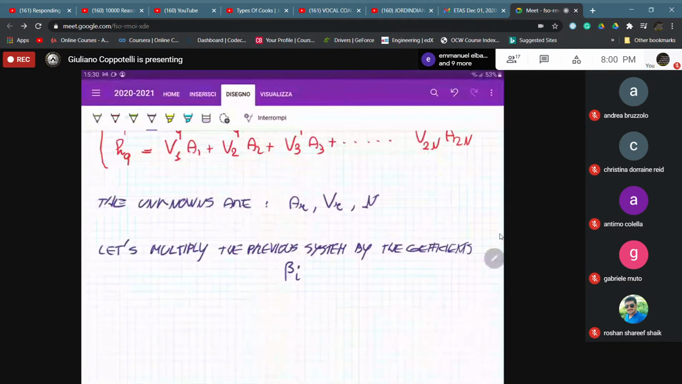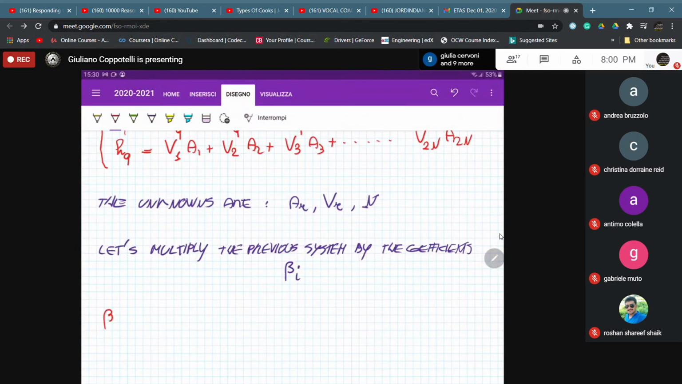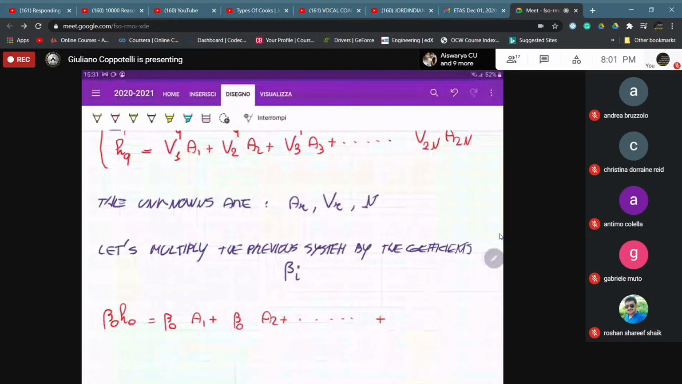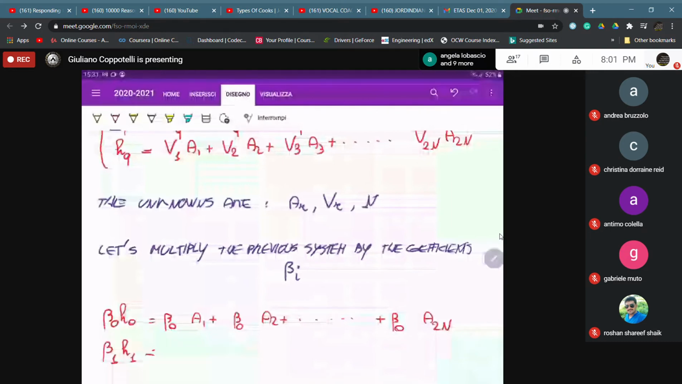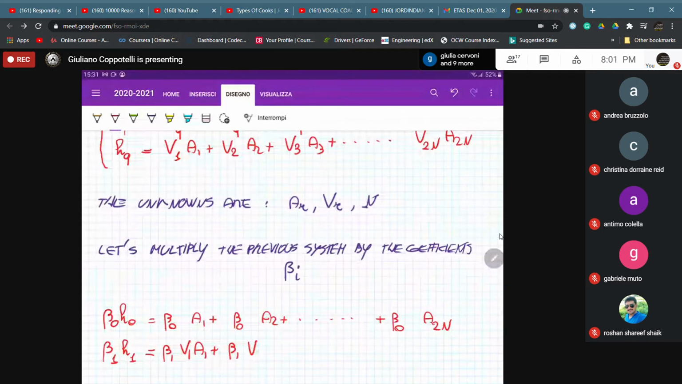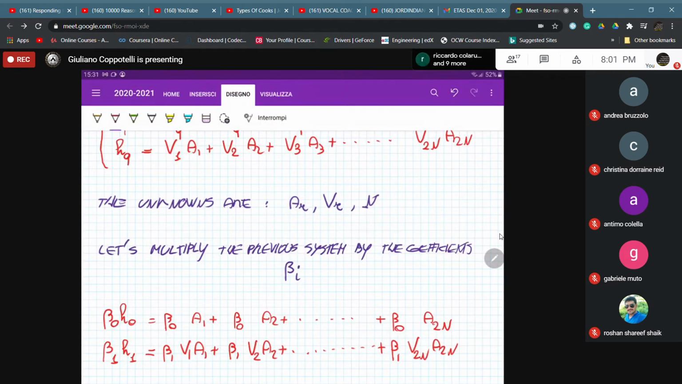So what we got here is beta 0 times H0, that is equal to beta 0 times A1 plus beta 0 times A2 plus up to the very end, beta 0 times A2n. Then we got the second equation, beta 1 H1, that is equal to beta 1 B1 A1 plus beta 1 B2 A2 plus all the other terms until the very last one, B2n A2n. Okay, then the second term.